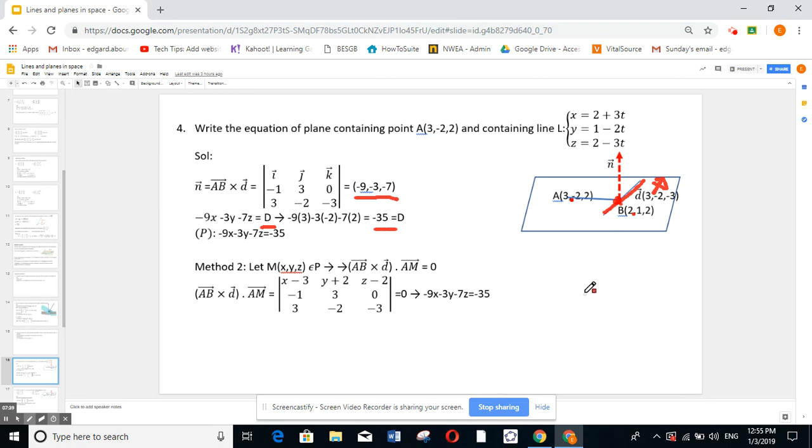Another way: since I want this equation, let M be any point. I do AB cross D, you're going to get this norm, times the scalar product with BM, for example, or AM, whatever you want. It will be 0. Why? AB cross D is a vector perpendicular to the plane, and AM is a line in the plane. Because it is orthogonal to the plane, it's orthogonal to every line in the plane. So if you do the scalar product, it will be 0. These are the components of AM, AB, and D. If you do the determinant, you're going to get the same equation as we got before.